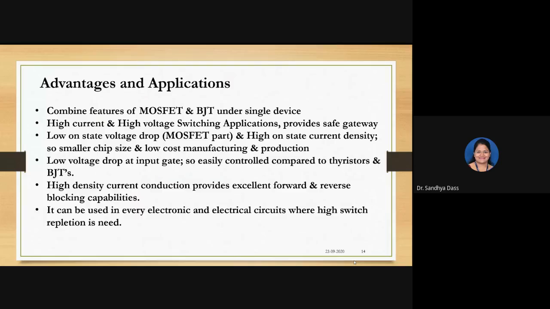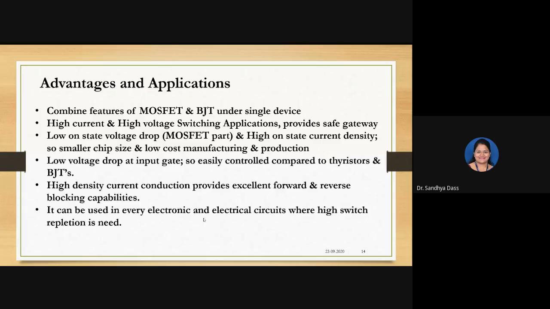Okay, just to wrap up, the advantages and applications of IGBT. As I mentioned, it has lower gate drive requirements, low switching losses, and a high input impedance. All those points are summarized here; you can go through them later. The device is a voltage controlled device. Then it has enhanced conduction due to its bipolar nature, and it has a better safe operating area.